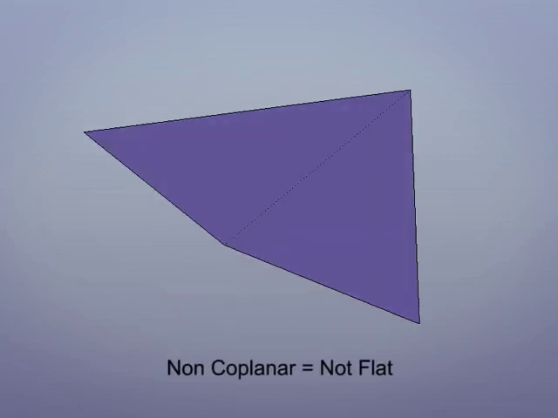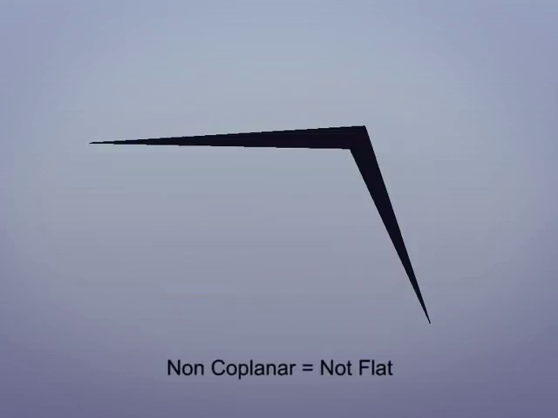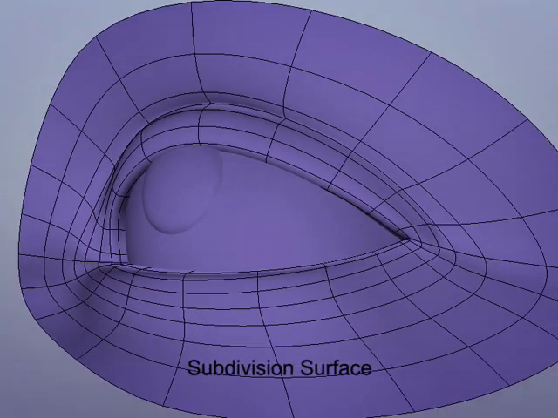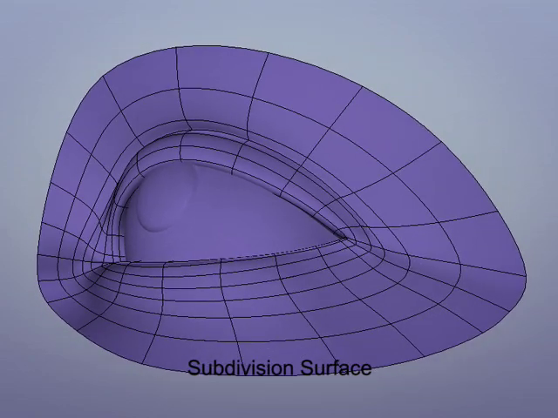A quad polygon can also become non-planar. But sometimes it's okay, especially if the mesh is to become a subdivision surface. This is because the smoothing often requires quad polygons to work properly.